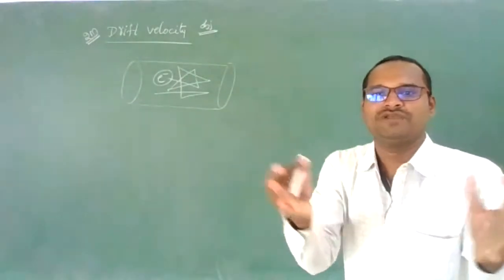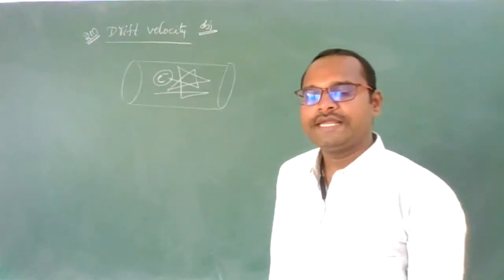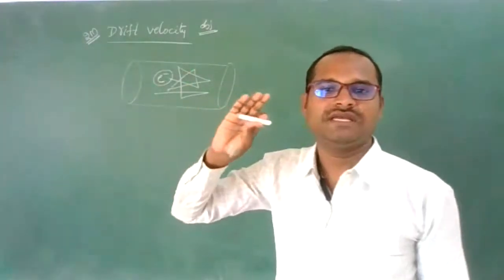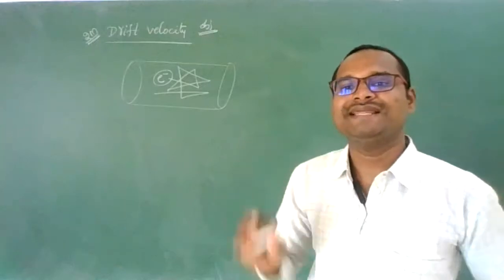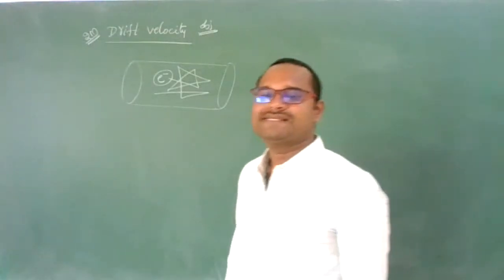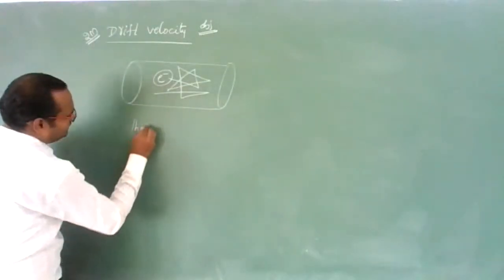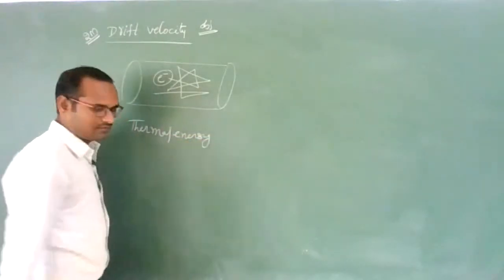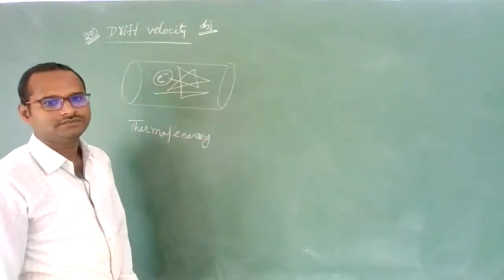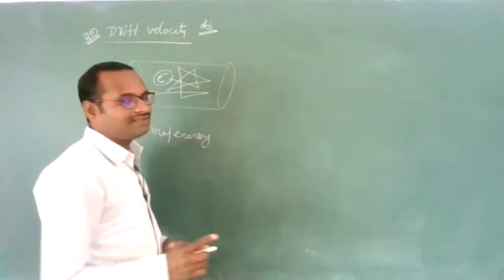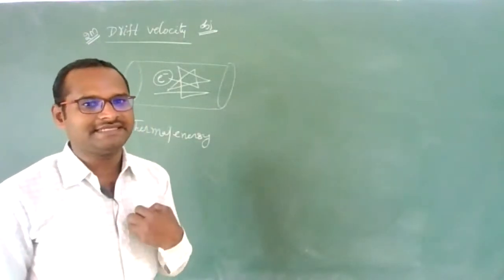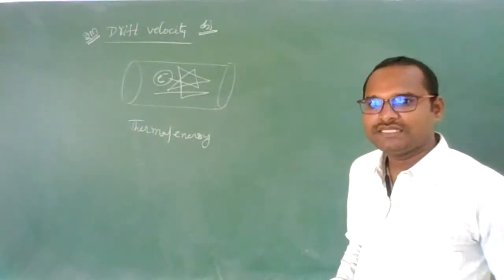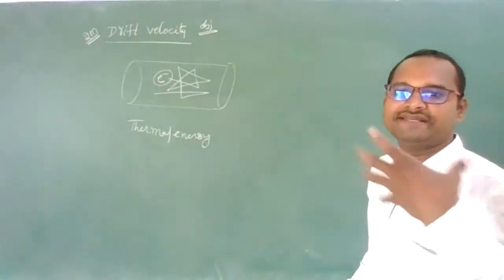The conductor at room temperature will have some temperature. Due to the temperature, the free electrons of this conductor may have some energy. That energy we call thermal energy. Students, whenever the electron, due to its temperature, has energy, it will possess some kinetic energy also. Energy will appear in this electron in the form of kinetic energy.